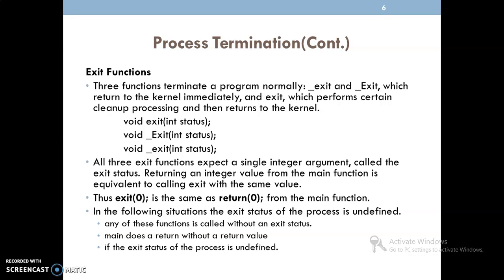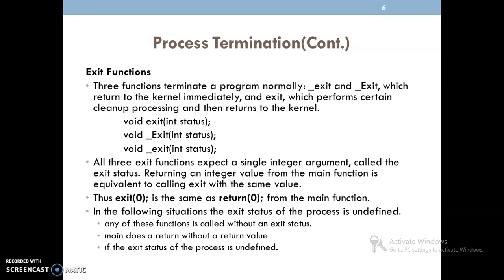Exit function. Three functions terminate a program normally: _exit, _Exit, which return to the kernel immediately, as I already highlighted, and exit, which performs certain cleanup processing and then returns to the kernel. One observation we can make is that all three functions take one argument of type integer, like we are passing the 0 value here. All three exit functions expect a single integer argument called the exit status, which will be the return value with respect to the exit status.